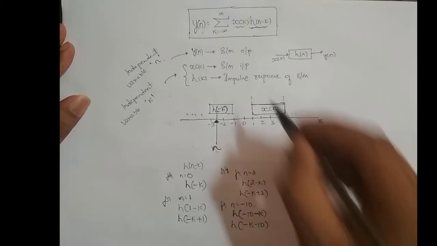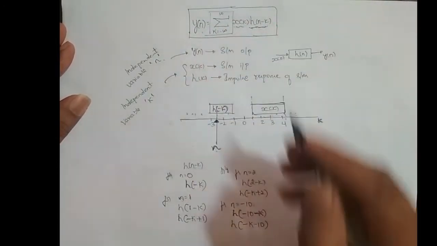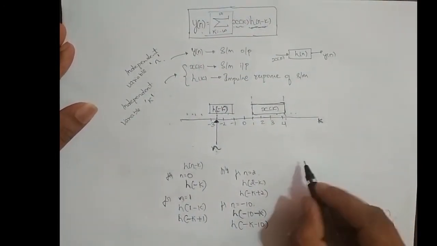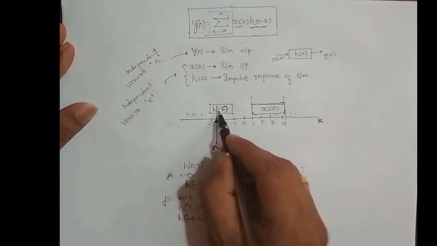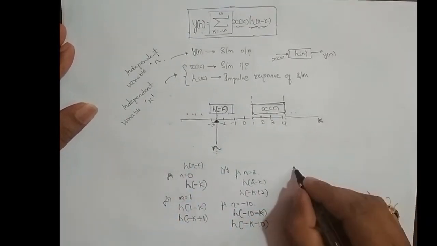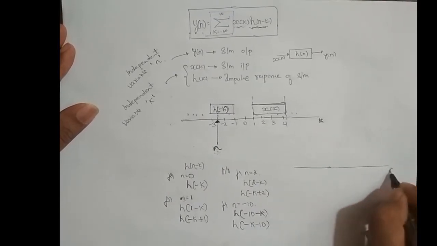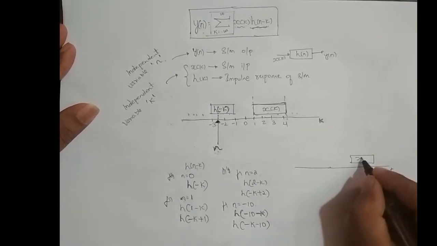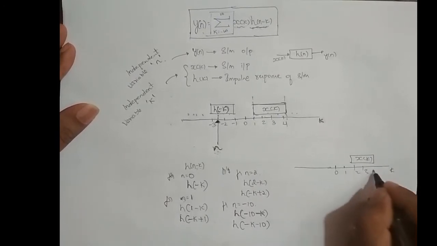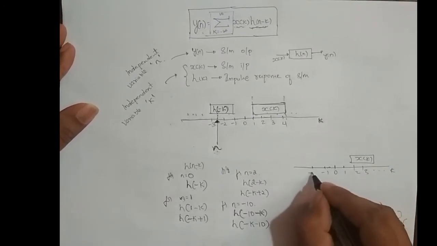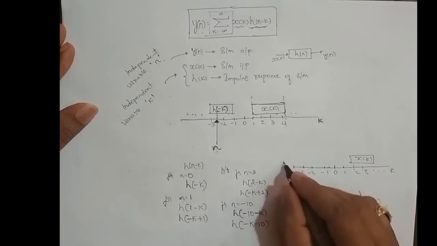And what do we have? Why do we have this summation sequence? The thing is, there are some values of n for which h of minus k gets overlapped with x of k, right? Something like this. If this is k and if this is x of k, and this is k equal to 0, 1, 2, 3 dot dot dot, minus 1, minus 2, minus 3, minus 4 dot dot dot.